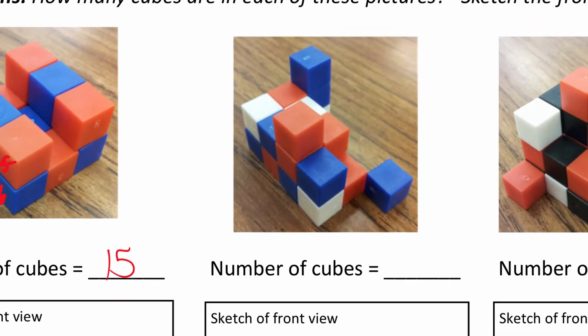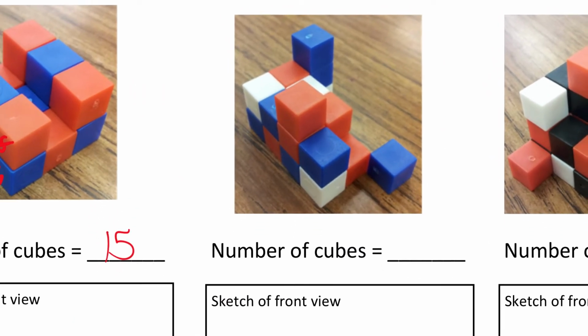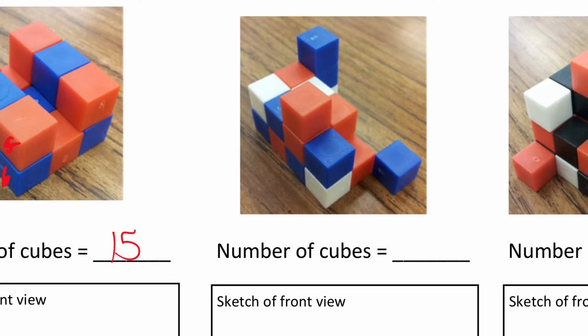Okay. How many blocks are here? 20. Okay, so on this back stack over here, there's 1, 2, 3. So there's 3 there. There's 2 in this one, 2 in this one, 2 in this one, 2 in this one, 3 in this one, 2 in this one, 2 in this one, 1 in this one, 1 in this one. Right? So 3, 5, 7, 9, 11, 13, 16, 18, 19, 20.